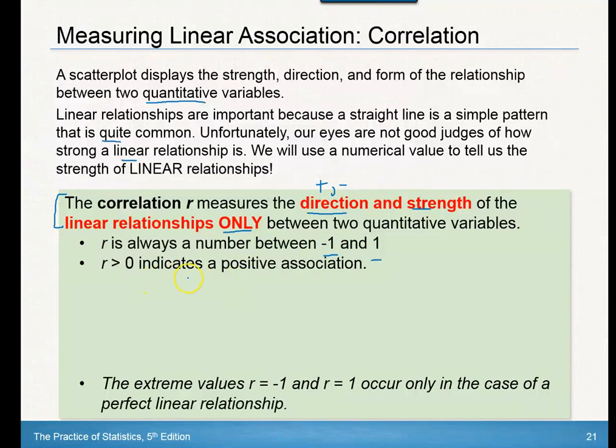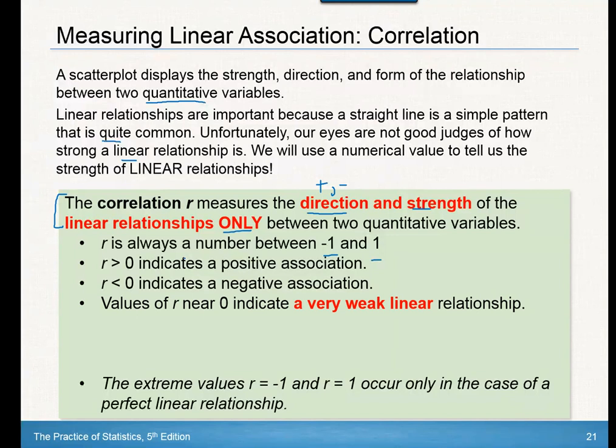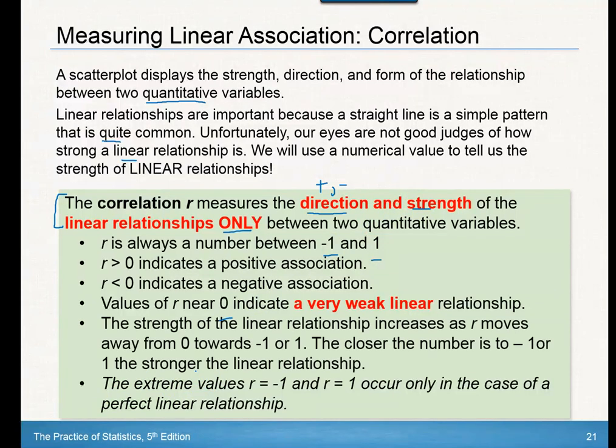R greater than 0 is a positive association, less than 0 is a negative association, so that follows your slope. Now, values of R near 0. Think about strength. If something has a strength of 0, that's going to be a pretty weak linear relationship. Your dots are all over the place. The strength of the linear relationship increases as R moves away from 0 and towards -1 or 1.